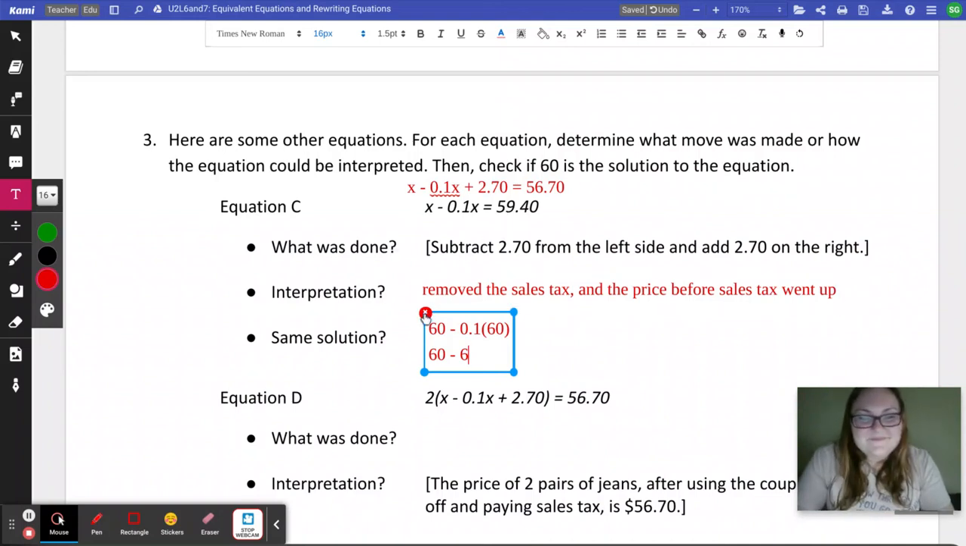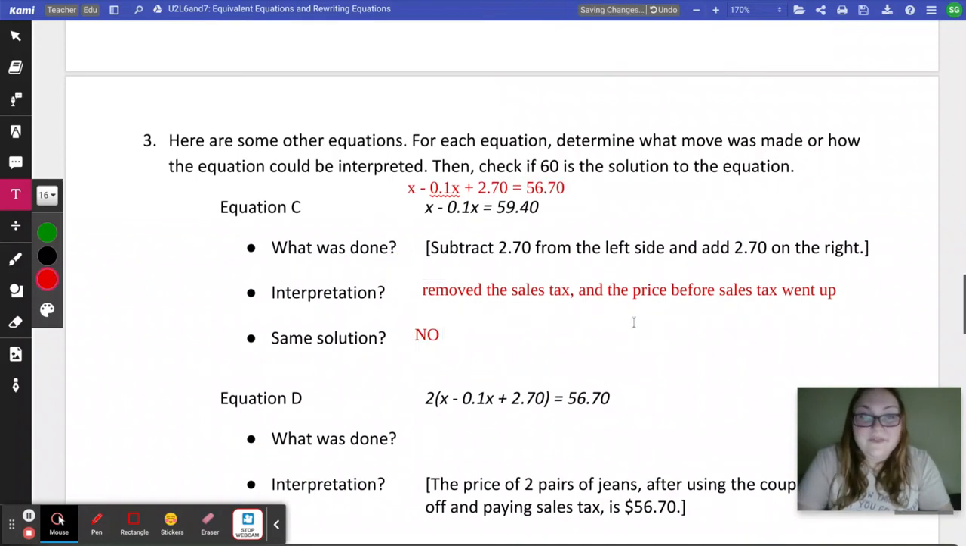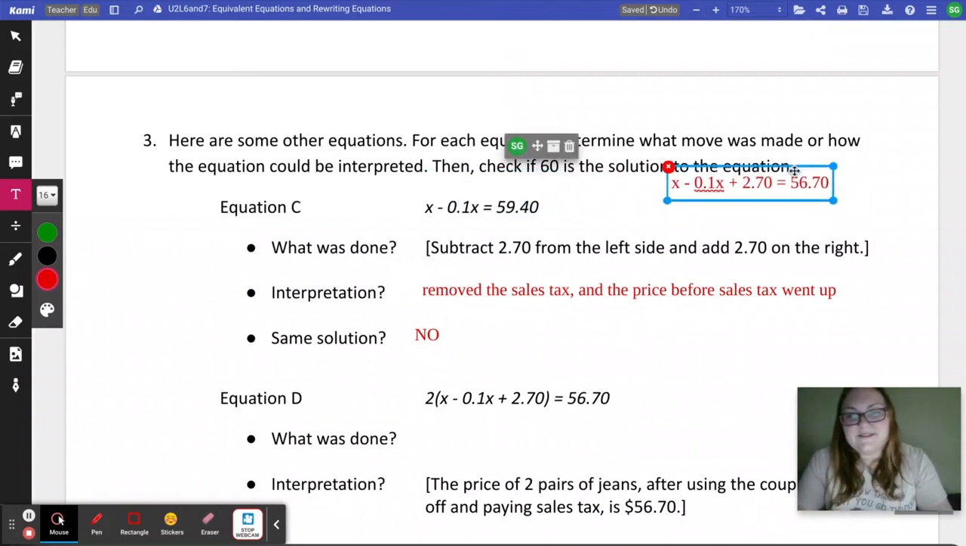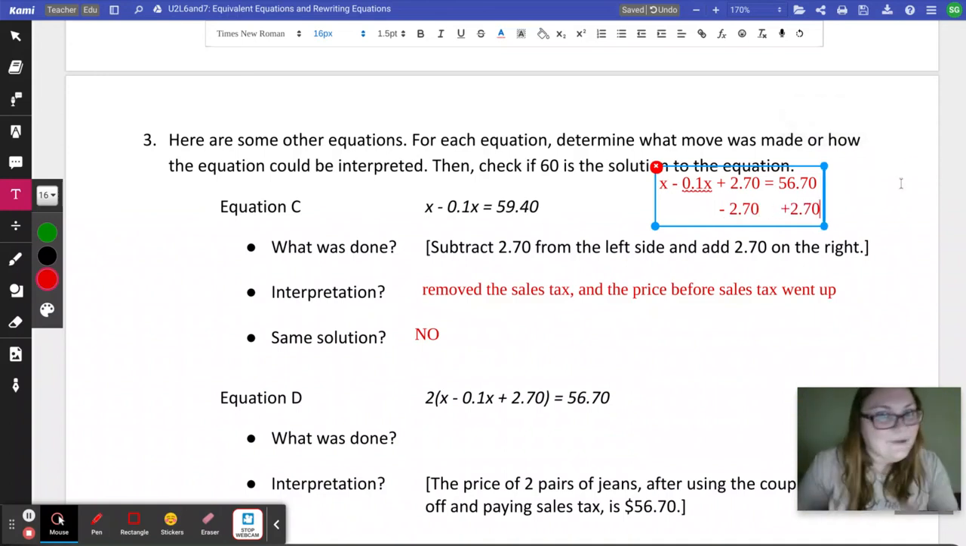$59.40. So when it comes to do they have the same solution, our answer here is no, they don't. To help explain why they don't have the same solution, think about the math that was done on this equation. We said on one side of the equation, we subtracted a number. On the other side of the equation, we added a number. Is that legal to do when you're working with equations? And the answer is no.